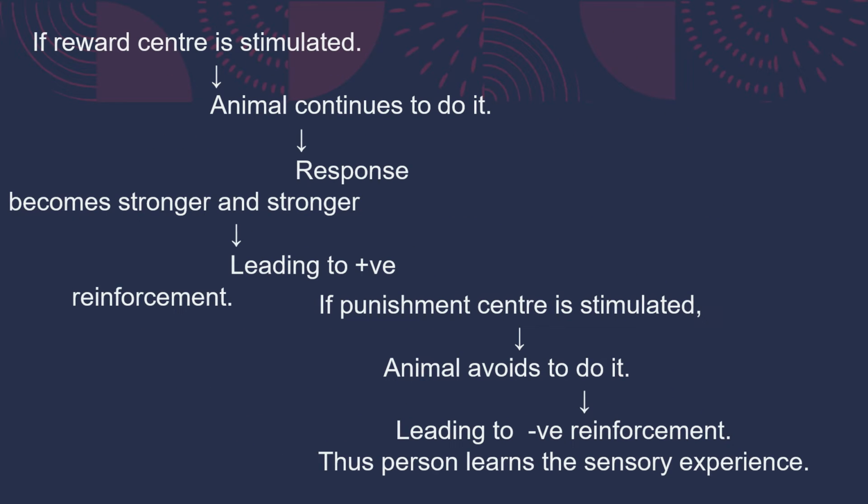If the reward center is stimulated, this is an experiment, the Skinner box procedure, done in rats. If the reward center is stimulated, the animal continues to do it by repetition, and the response becomes stronger and stronger, leading to positive reinforcement. Suppose the punishment center is stimulated, the animal avoids doing it, leading to negative reinforcement. Thus the person learns the sensory experience. If the animal is feeling happy, that is by rewarding, it continues to do it by repetition, so that the response becomes stronger and stronger, leading to positive reinforcement.